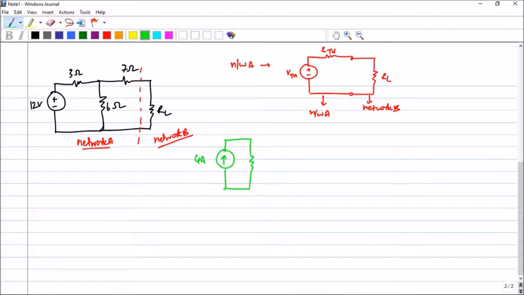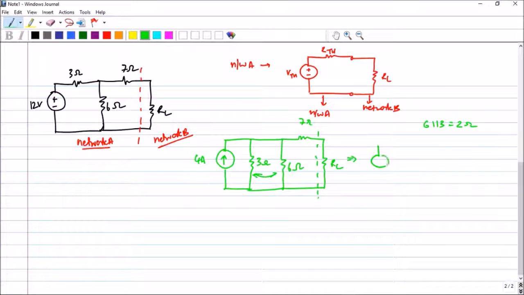I have discussed source transformation already in the previous lecture, so if you have any doubts, you can go and see the lecture. So this is 6 ohms and this is 7 ohms and this is the load resistance RL. Alright. So this is my line which is dividing this. Now you can combine these two resistances, right? 6 is parallel to 3, that will be equal to 2 ohms. So I can combine these two.